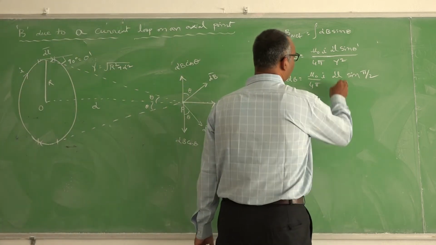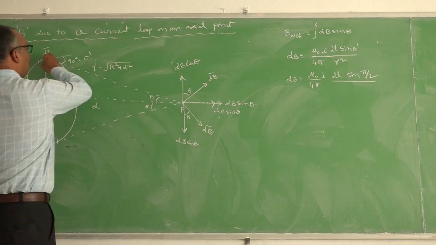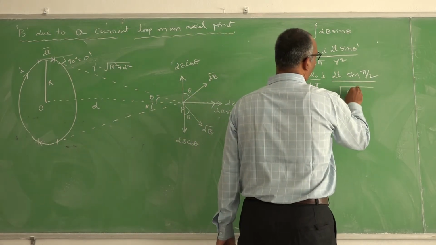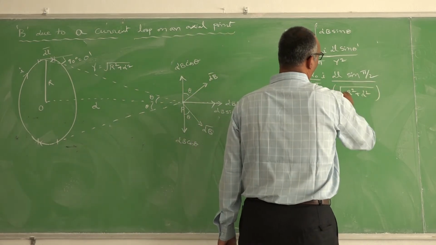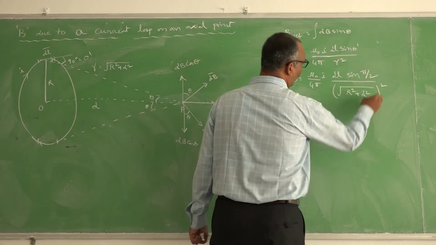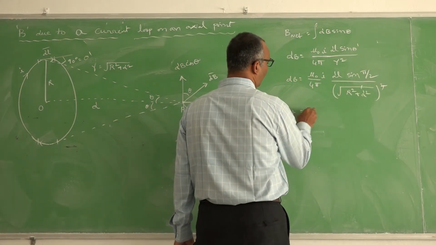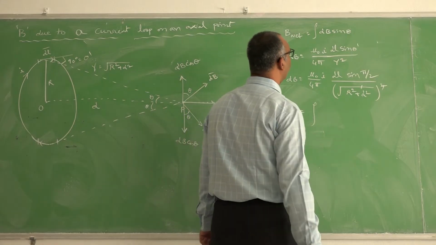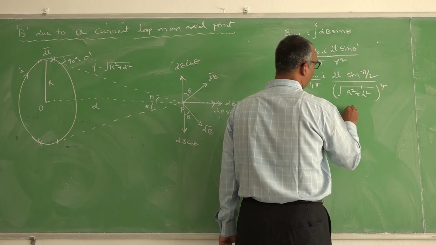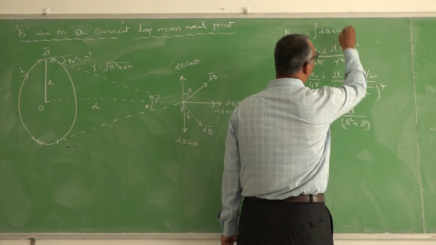Now, by r square, r means distance of the point from the element. Square root of capital R square plus d square whole square I should take. As you know, sin 90 is 1, square and root get cancelled. So, net magnetic field because of the current carrying loop is given by integral. In the place of dB, I should write mu naught I by 4 pi dl by r square plus d square into sin theta.